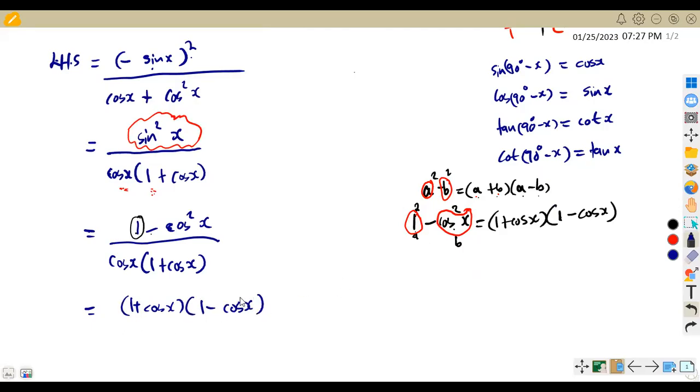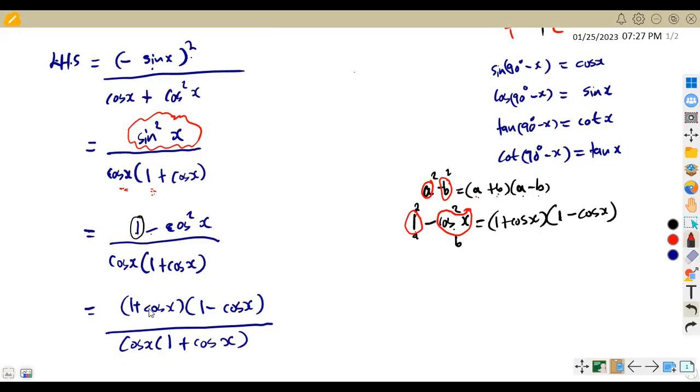So like I said, it can be either way. You can start with 1 minus cos x, that is fine. Everything, do not forget the denominator because it's part of your question. So this is cos x into 1 plus cos of x. All right, we have managed to factorize the denominator, but what is happening now?